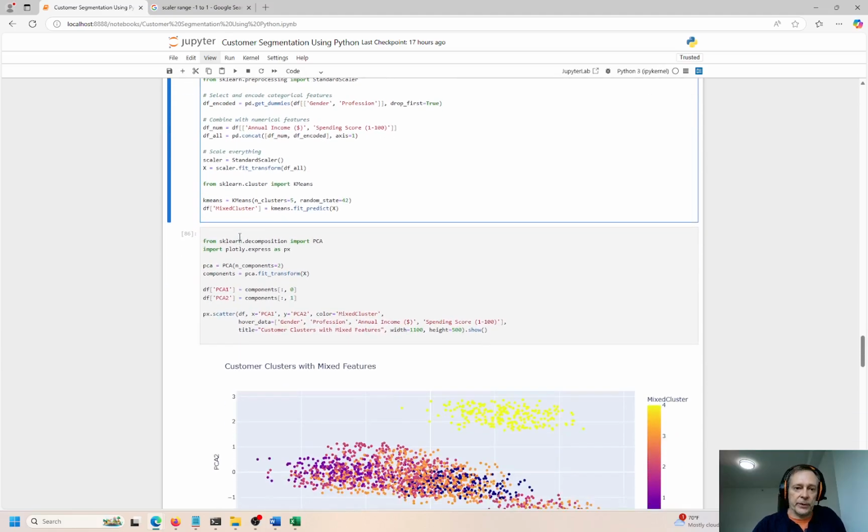So, okay, we're going to try a different technique again. PCA. So we're going to do the principal component analysis.